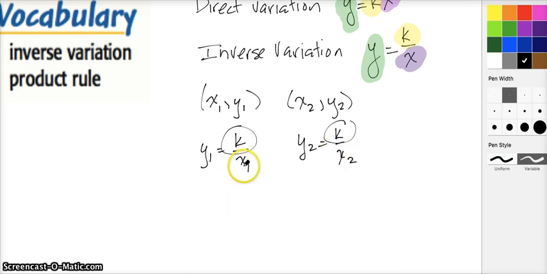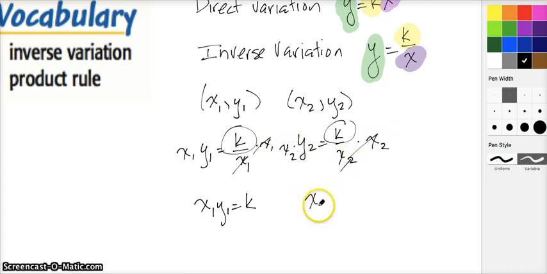We could solve for k by multiplying both sides of the equation by x sub 1. So x sub 1 here goes away. X sub 1 here, you have this product. So you've got x sub 1, y sub 1 is equal to k. Similarly, you could do the same thing on this side. We're getting to the rule, I promise. So x sub 2, y sub 2 is equal to k on this side. Well, notice, if this is equal to the same k and this is equal to the same k, that means that these two are equal.